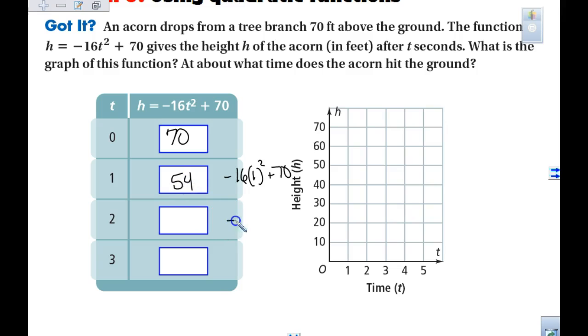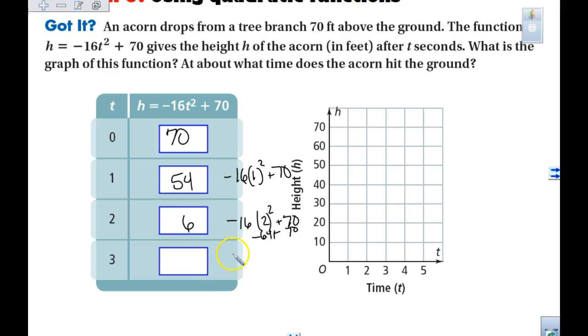How do we get the next one? You're going back to the original equation, h equals -16, and you're going to put in 2 squared plus 70. So 4 times 16 is 64, that's -64. Plus 70 is going to give us... Oh, sorry. Right. So -64 plus 70 is 6.